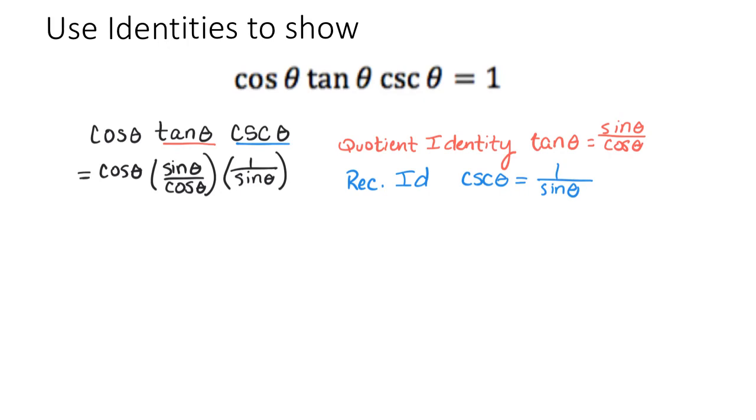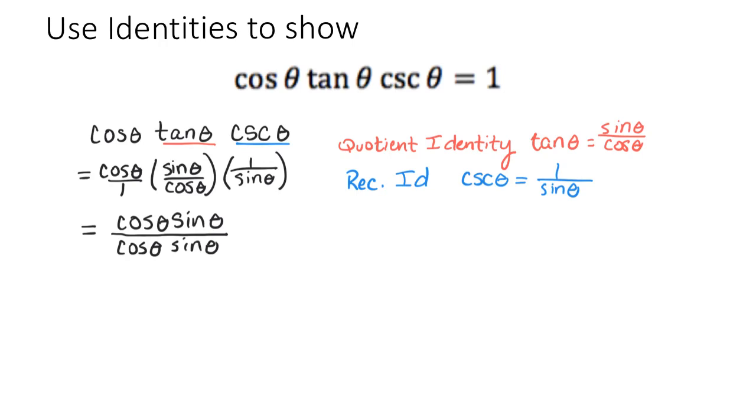The next thing that I'm going to do is try to multiply and simplify. I see that I have 3 fractions that are being multiplied, so I'm going to multiply my fractions straight across. So cosine of theta times sine of theta times 1 is cosine of theta times sine of theta in my numerator. My denominator is 1 times cosine times sine. So again, I have cosine of theta times sine of theta. And then I'm going to simplify and reduce.